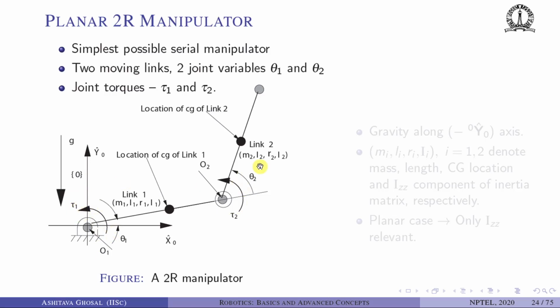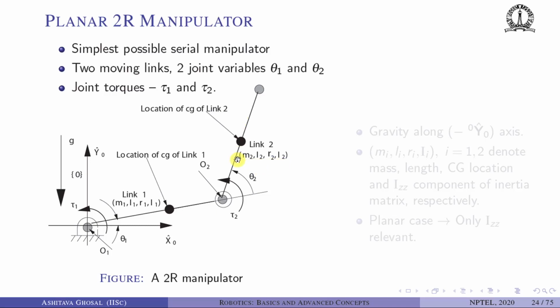Then we need to define some mass and inertial parameters of these two links. For link 1, we are going to use the symbols M1, L1, R1 and I1. M1 is the mass of link 1, L1 is the length of link 1, R1 is the location of the CG from the origin of the coordinate system. The origin of the first coordinate system is at the rotary joint axis and R1 is somewhere here. I1 is the moment of inertia. We are only interested in the Z component of the moment of inertia since this is planar motion. Likewise for link 2, we have M2, L2, R2 and I2.